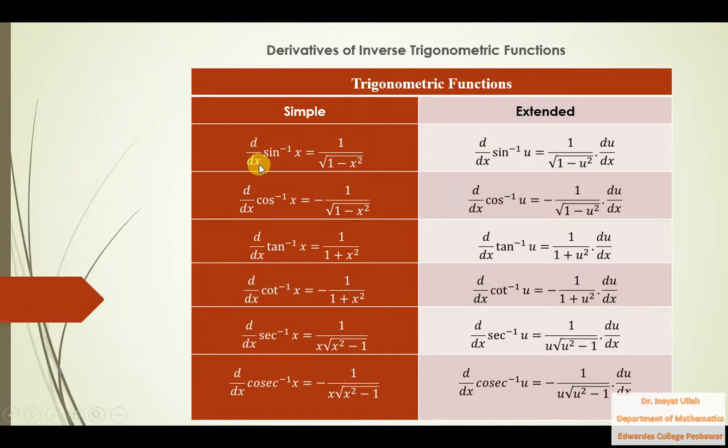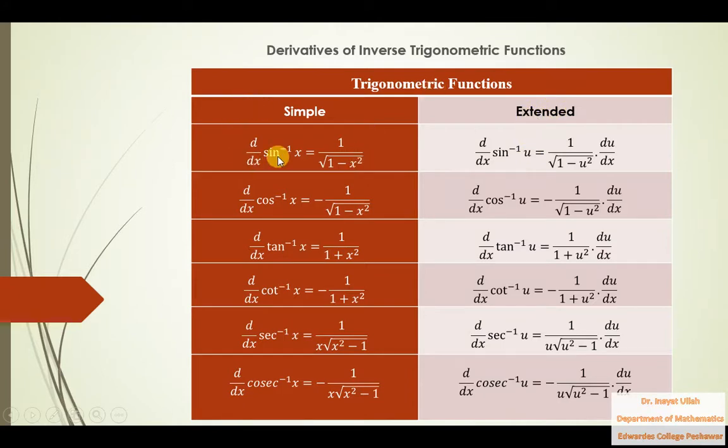The derivative of the inverse of sine, inverse of cos, tangent, cotangent, secant and cosecant. So this is the simple form, and that is the extended form. What does it mean? It means that if the angle is x only, that is the simple form, and whenever this angle is a function of x, that will be the extended form.